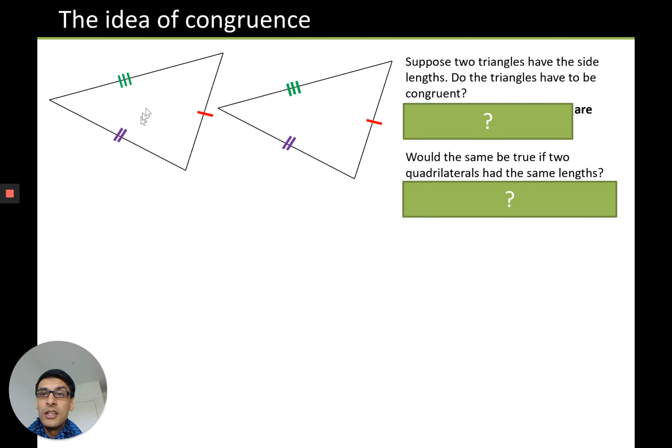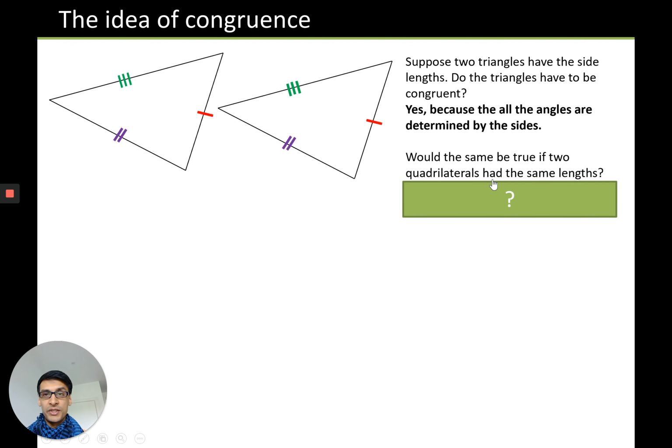So suppose these two triangles have side lengths given and they match. All three side lengths match for both triangles. Do they have to be congruent? Take a second to think about that. So hopefully you figured out that if they're all exactly the same size, then yes, they are going to be congruent to each other, because the sides will determine the angles. If I made the green side on the triangle on the right bigger, then all of the angles change and the shape's not the same as the one on the left.